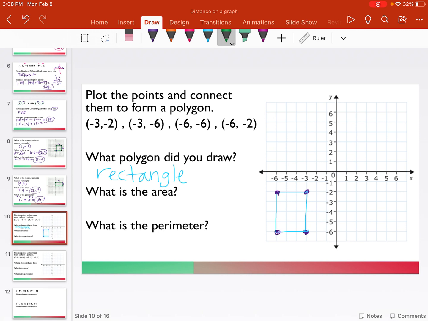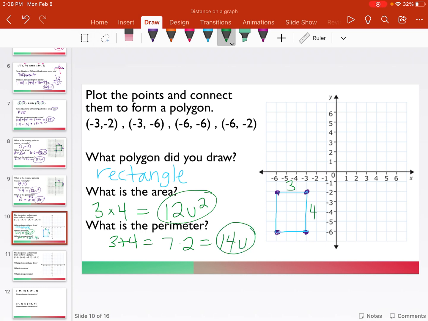Again, to find the area, I need to find my side lengths. So this is a 3 by 4. 3 times 4 is 12 units squared. And my perimeter, 3 plus 4 is 7 times 2 is 14. Again, lots of ways you can find that perimeter. I think I've shown you every way over the last 3 questions.